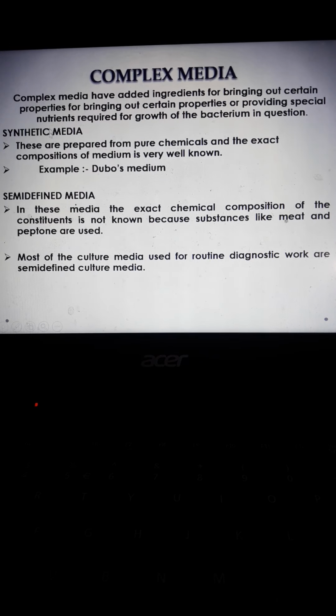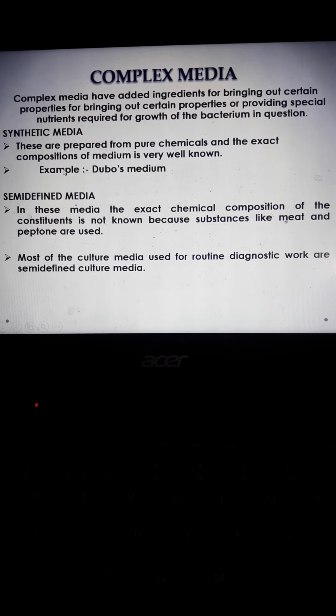Okay? Complex media have added ingredients for bringing out certain properties or providing special nutrients for growth of the bacterium in question. So, you have synthetic media. These are prepared from pure chemicals, exact composition of the medium very well known. For example, yung Dubos medium. Okay? So, later on, we'll discuss some composition of this one.